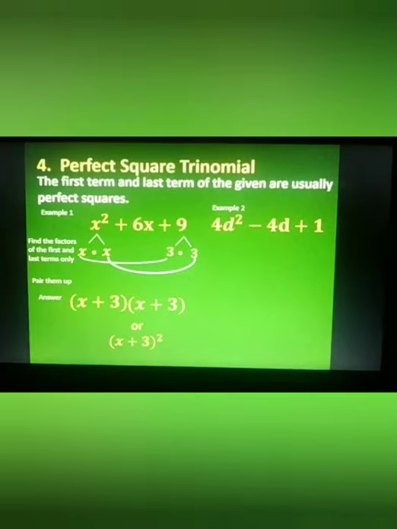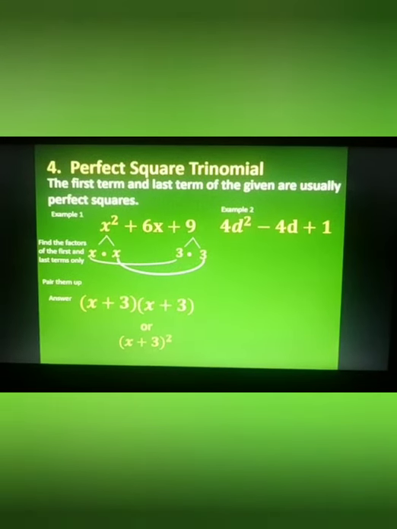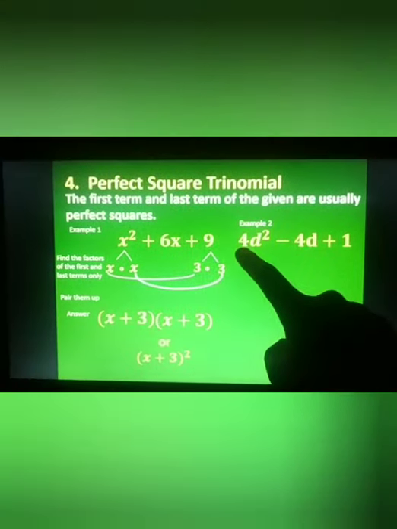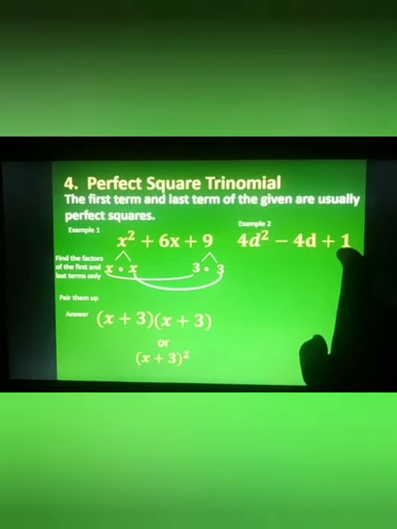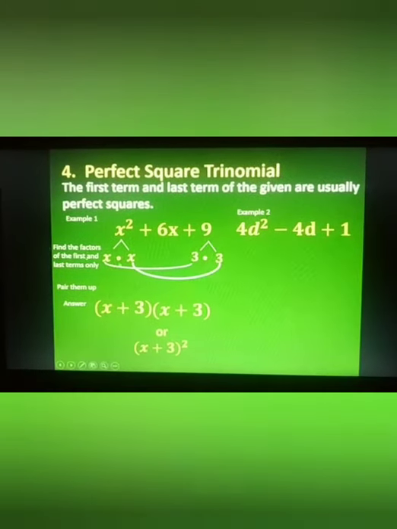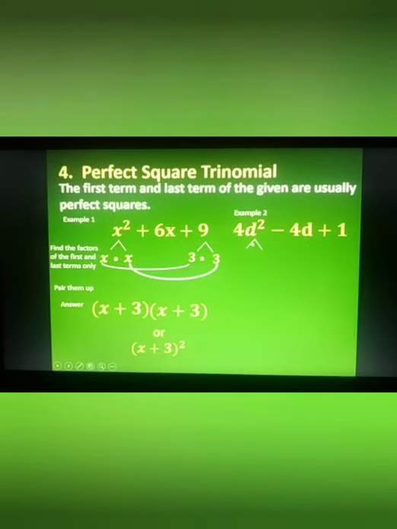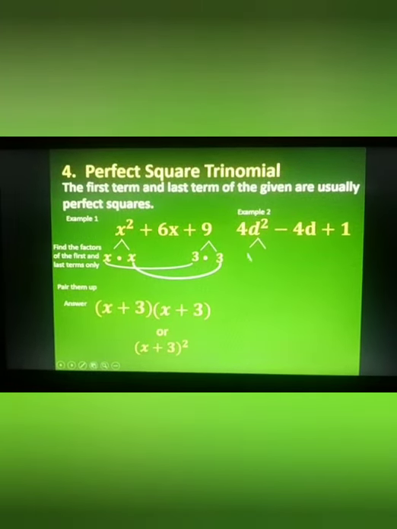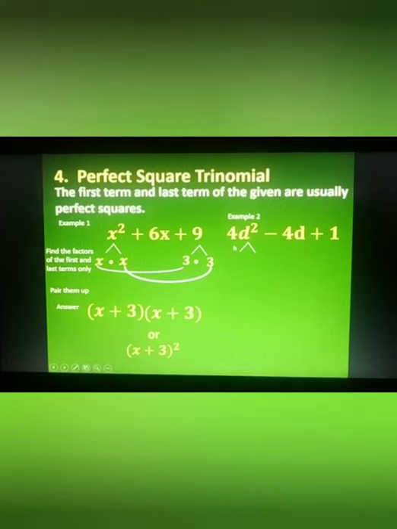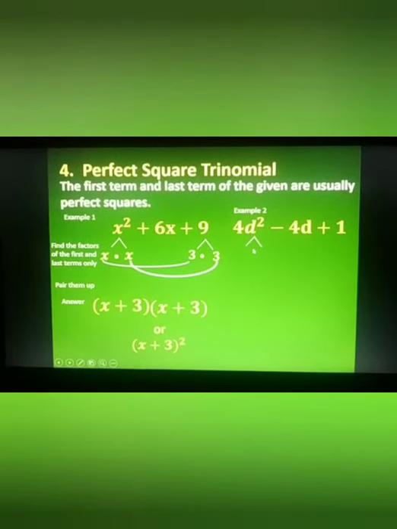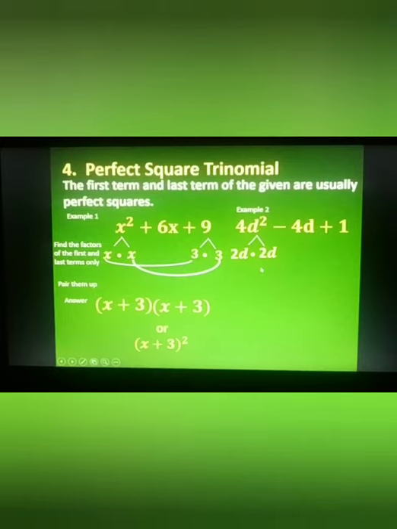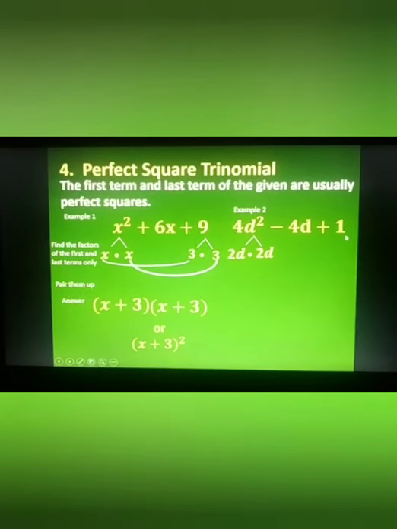We have 4d squared minus 4d plus 1. 4 is a perfect square. d squared is a perfect square. Positive 1 is a perfect square. Right? Follow the steps. Find the factors of 4d squared. What are the factors of 4d squared? 4 first? Of course, 2. Then d squared is d. So, 2d times 2d. And then, your last term, which is 1.